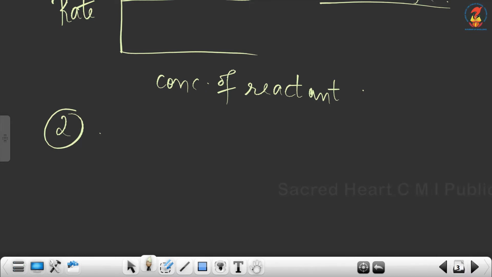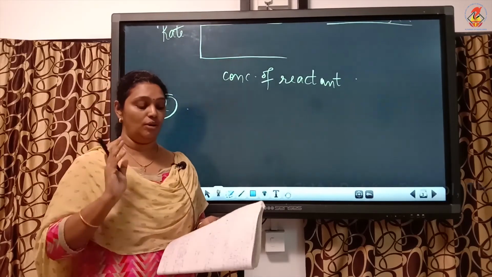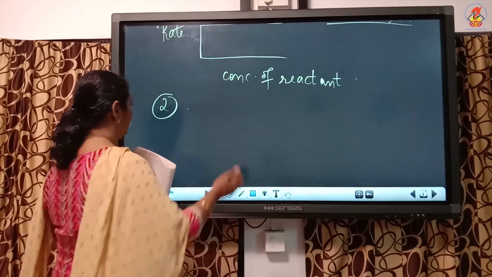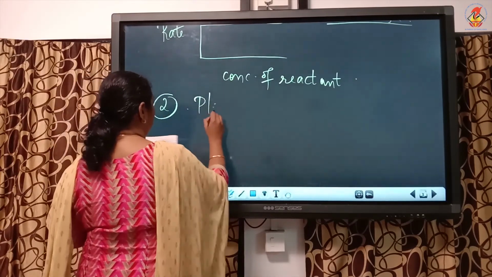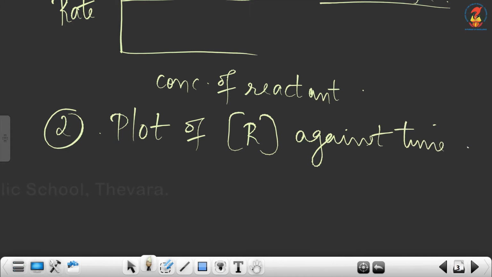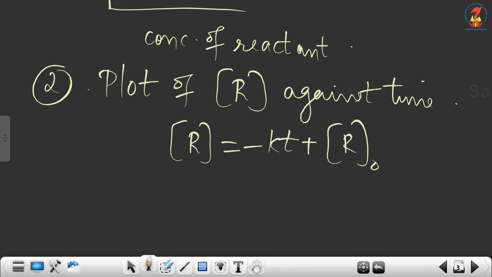What is the nature of the graph? That is the variation of concentration of reactant with time. For that, this is the plot of concentration of R against time. Now here we have to consider the equation: concentration of R is equal to minus KT plus R0.